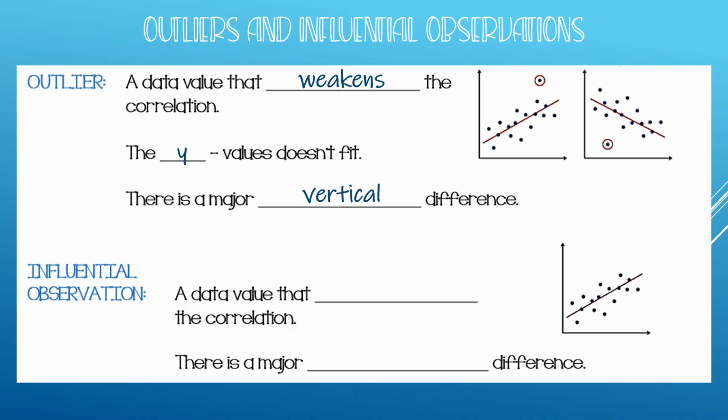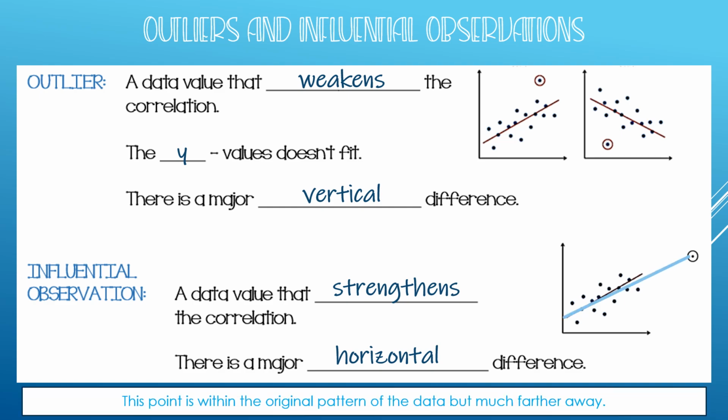Influential observation, on the other hand, is a data value that strengthens the correlation. There's a major horizontal difference. Notice the point over there. It is pretty much in line with the trend of the data so far. So this point is within the original pattern of the data, but much farther away. That is going to strengthen the correlation coefficient.